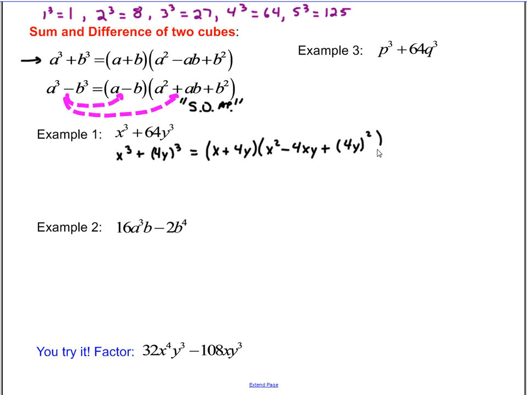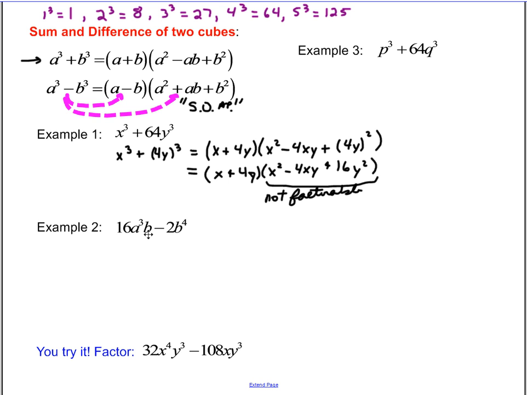is going to give us that last term, and this is going to turn into the expression x plus 4y times x squared minus 4xy plus 16y squared. And you should know that this trinomial is prime or not factorable over the integers. All right, so we would leave it, and that would be our complete factorization. All right, how about this next one?